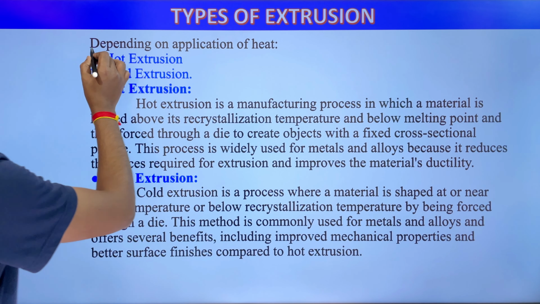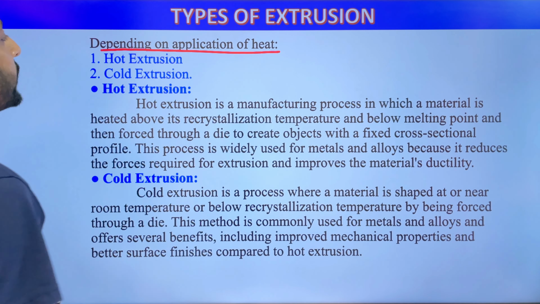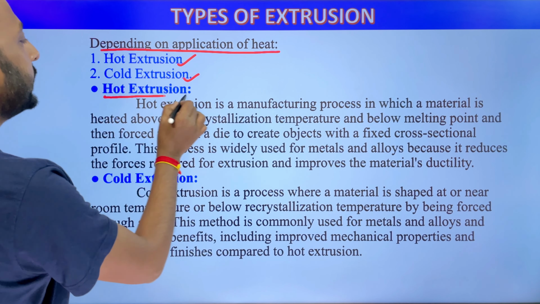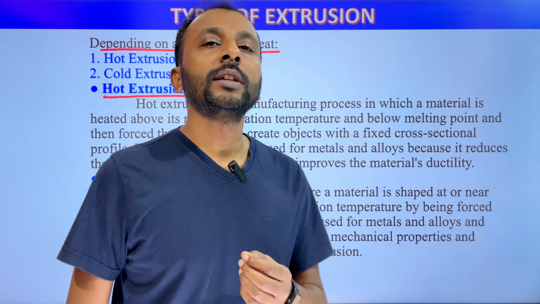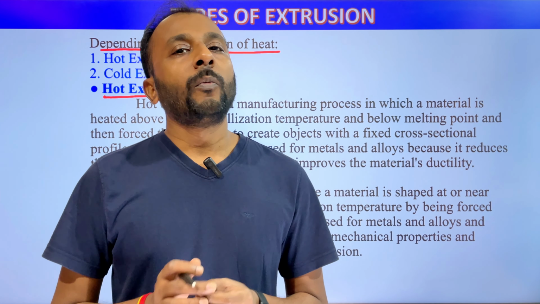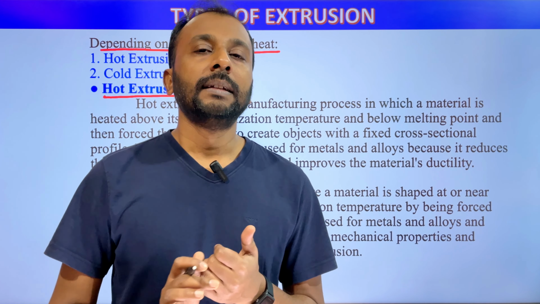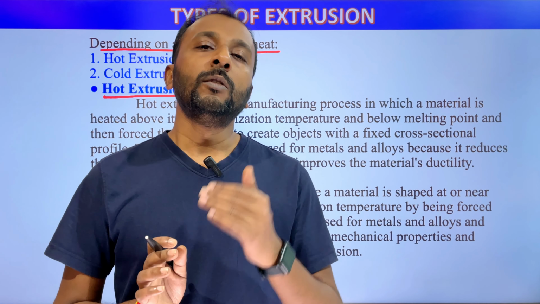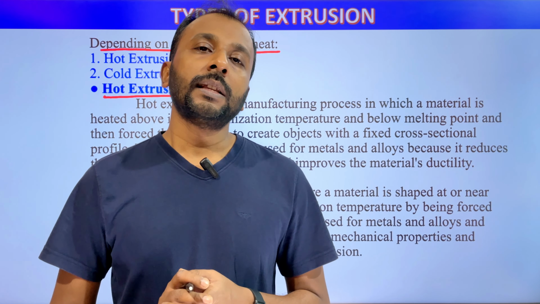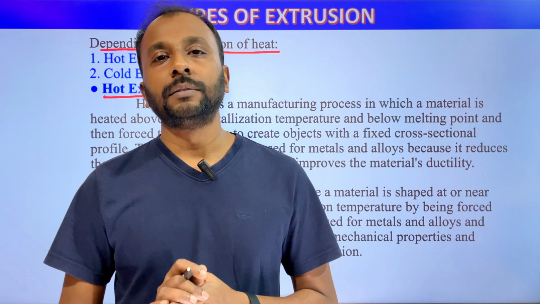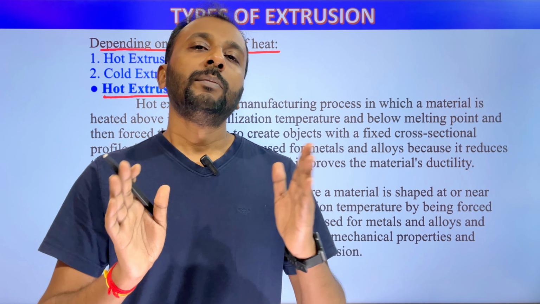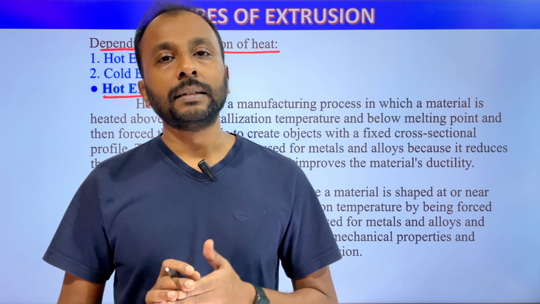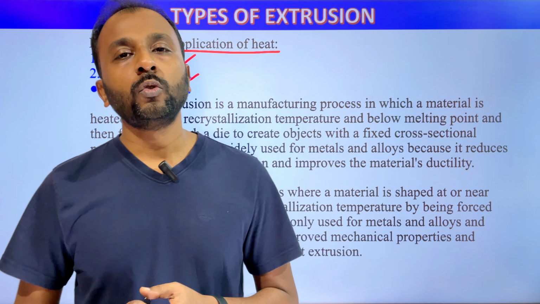First, depending on application of heat, two types of extrusion can be found: hot extrusion and cold extrusion. So what is hot extrusion? Hot extrusion is like hot working of metals. Hot extrusion is done at an elevated temperature. The temperature must be below melting point and above recrystallization temperature of that material. So raw material is heated within this temperature range and extrusion process is done. This process is called hot extrusion process.